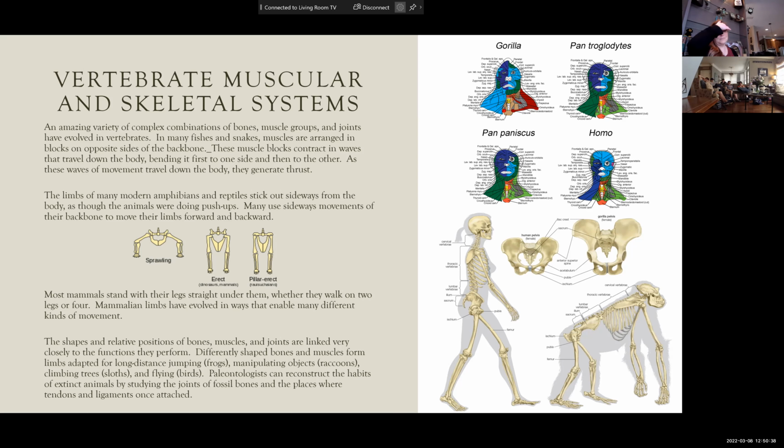So the shapes and relative positions of bones, muscles, and joints are linked very closely to the functions they perform. So you have differently shaped bones and muscles, from limbs adapted for long distance jumping like frogs, manipulating objects like raccoons, climbing trees like sloths, and flying birds. So when you eat a chicken, who likes the dark meat? I do. Who likes the white meat? I like it. Where does the white meat come from in a chicken? Pretty much from one part of the chicken.